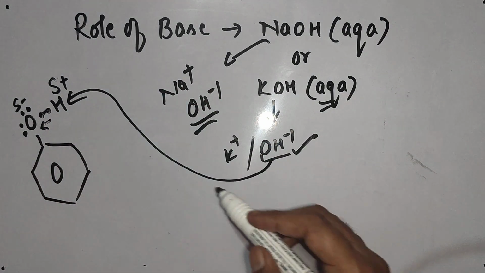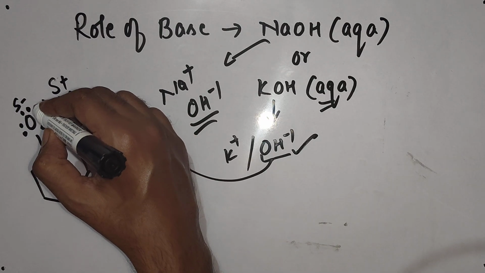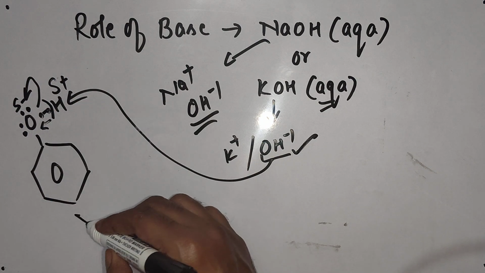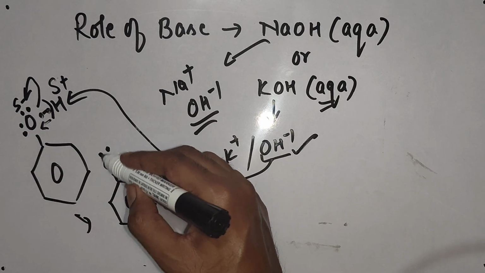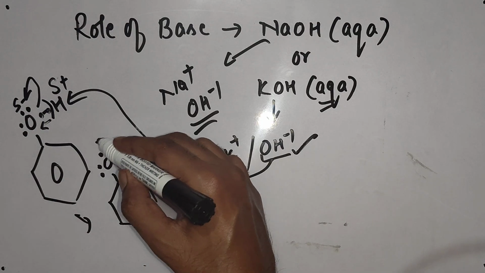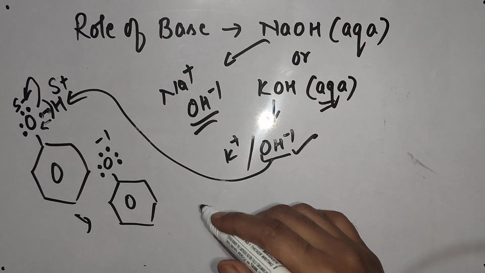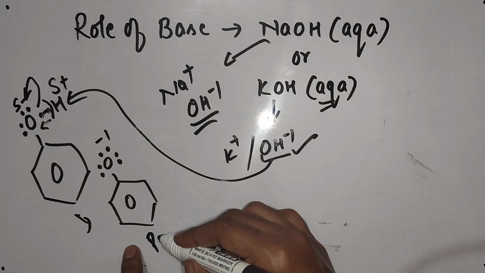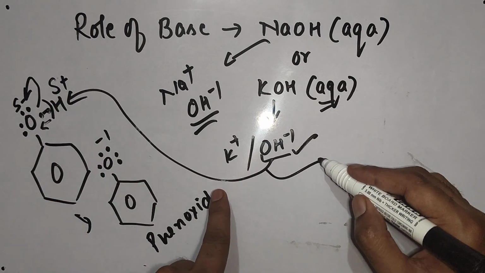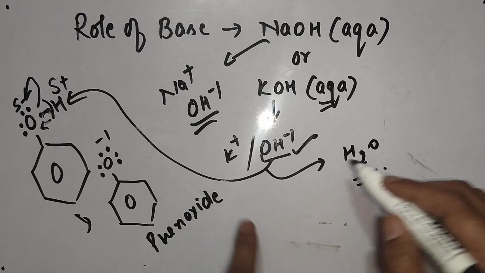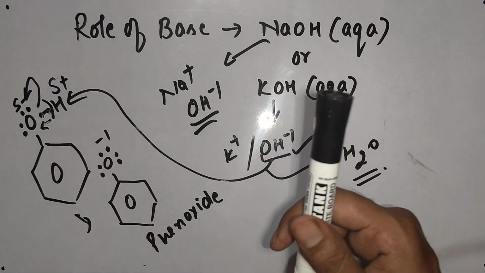So they will react between oxygen and hydrogen, the bond will break, and when the bond breaks, obviously both electrons will transfer toward oxygen, and oxygen will become this completely negatively charged oxygen, because it gets one extra electron from hydrogen. Now your phenol turns into phenoxide, and what will be released from here? H2O. Water molecules will be released. This is the role of the base here. The base is converting phenol into phenoxide ion.